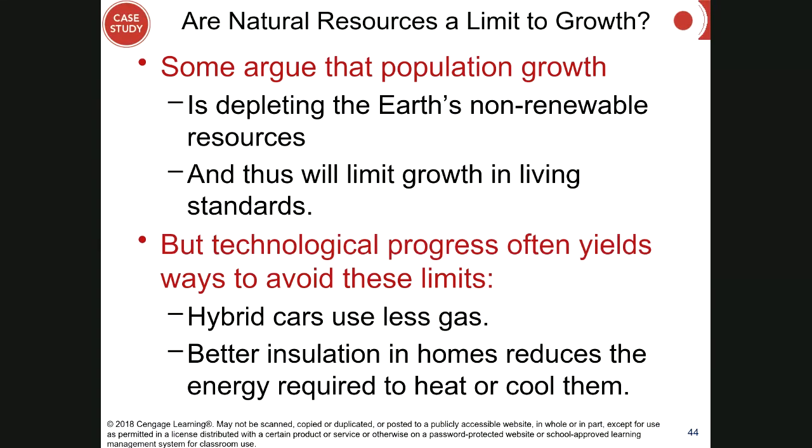And we already talked about this part here. Are natural resources a limit to growth? Some argue that population growth is depleting the Earth's non-renewable resources, and therefore will limit growth in living standards. But technological progress often yields ways to avoid this limit. We're already doing it, right? Like hybrid cars that don't use gasoline anymore, recycling, better ways of insulating the home, reducing energy use, and so on.